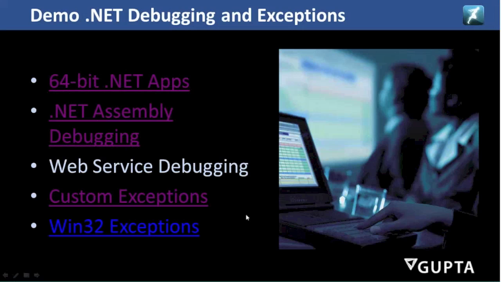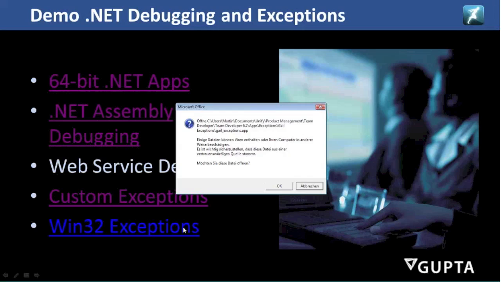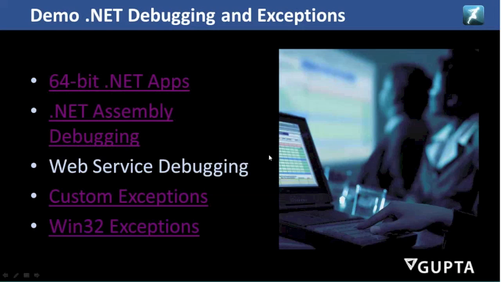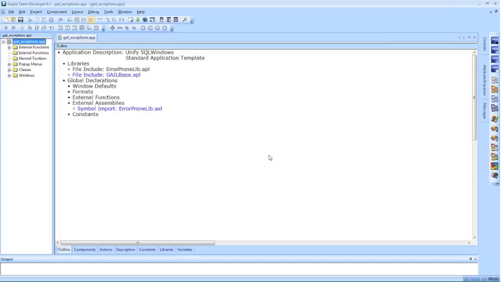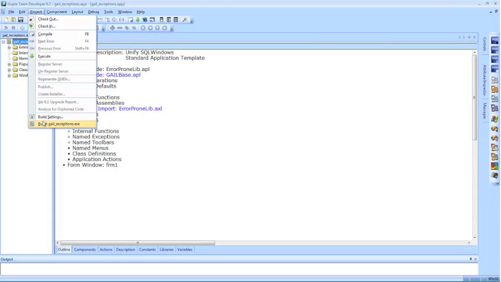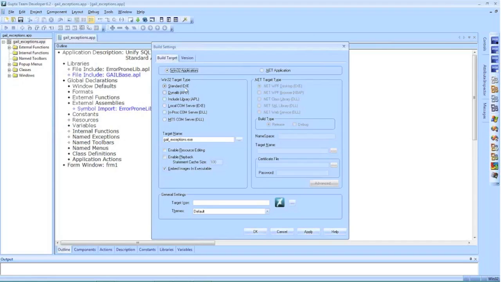Now, there's one further thing with exceptions. Sorry, not Win32 exceptions. You can have Win32 applications. This application here is a Win32 application. Let me show you that. It's a Win32 build type here.